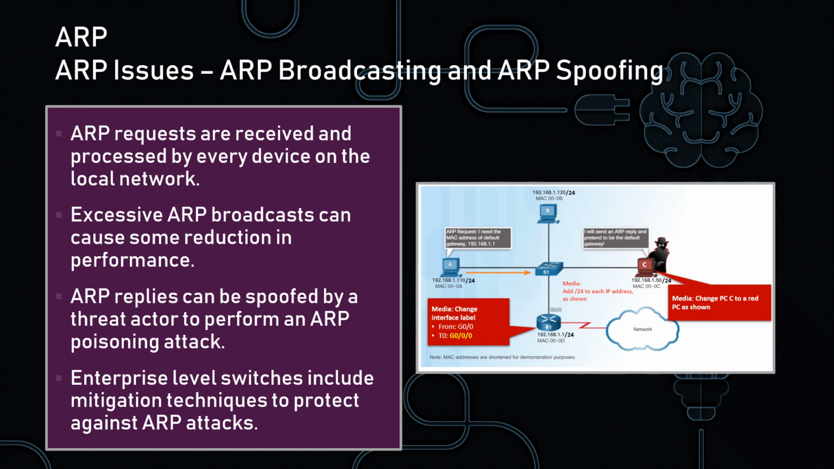ARP replies can be spoofed by a threat actor to perform what's called an ARP poisoning attack, essentially pretending to be an ARP reply to retrieve information being sent to the default gateway. The really tricky aspect of this is that the intruder will also send a fake reply going back to the default gateway to pass traffic back to the original host. So it acts as what we call a man-in-the-middle attack. Enterprise level switches do have mitigation techniques to protect against ARP attacks. There are some verification steps that it can use.